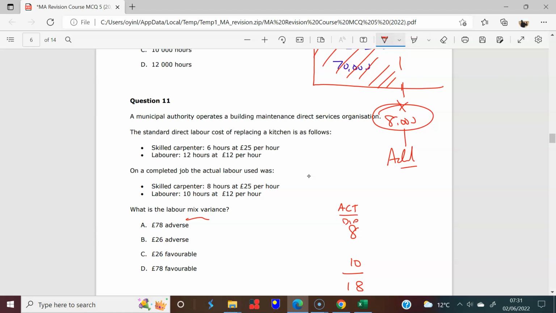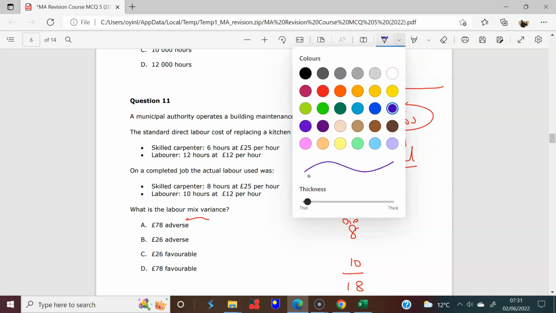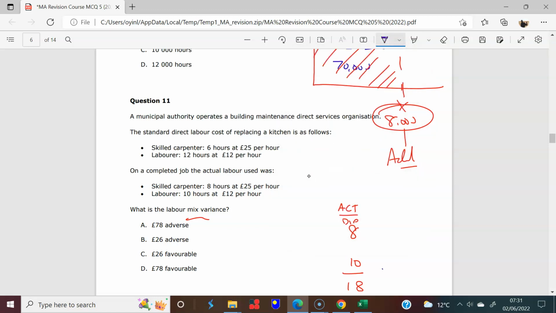What you then need to do, I'll just change my pen color, is ask the question, well, what should you have done in terms of mix? Should. And then immediately write 18. So your question is, I need to split 18 in the standard mix. The mix is 6 to 12, which is 1 to 2, isn't it? So in effect, you're asking me to split 18 in a mix of 1 to 2, which actually is 6 and 12 as well. So that's what you should have done.